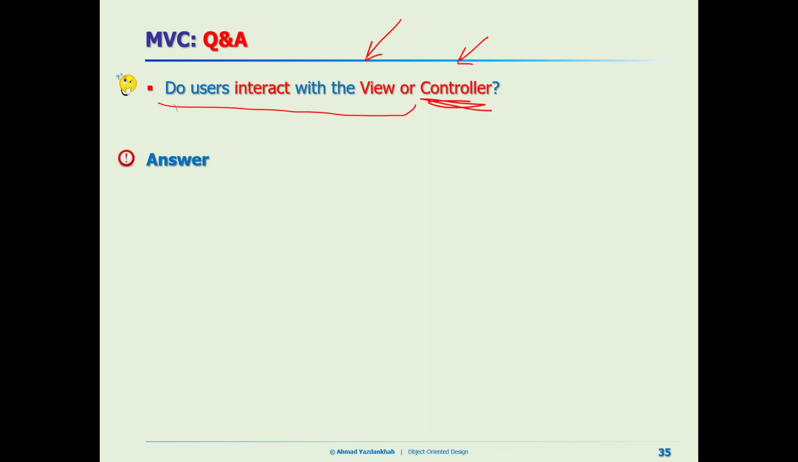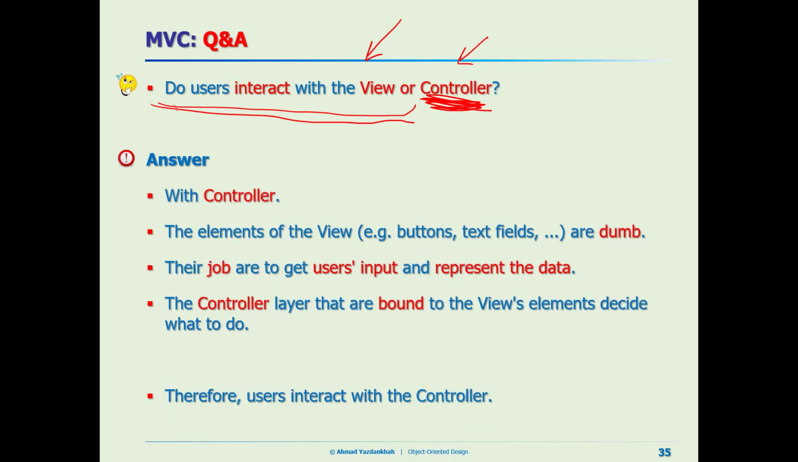Yeah, with the controller. The view, whatever you see, the text box, the buttons, and those kinds of things, all of them are dumb toolkits, let's say, components, very dumb components. So when you fill out a text field, that text field should go to the controller, and the controller decides what to do. So do users interact with the view or the controller? Yeah, definitely the controller. Definitely the controller.